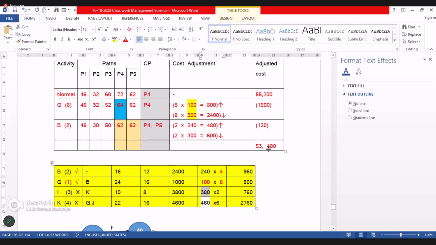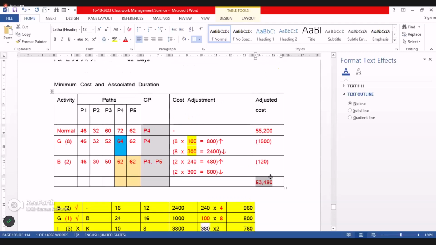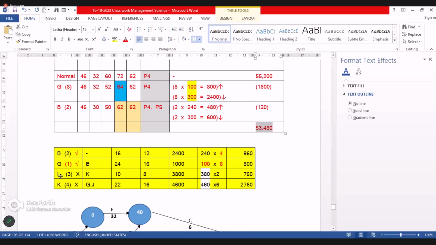So the net effect: will the cost increase or decrease? Increase. So therefore, at this point we have to stop. We make a note on that: I and K, we cannot do adjustment because their cost slope is above 300, which means above the fixed cost. So if you make an adjustment, the cost will increase. That's all.